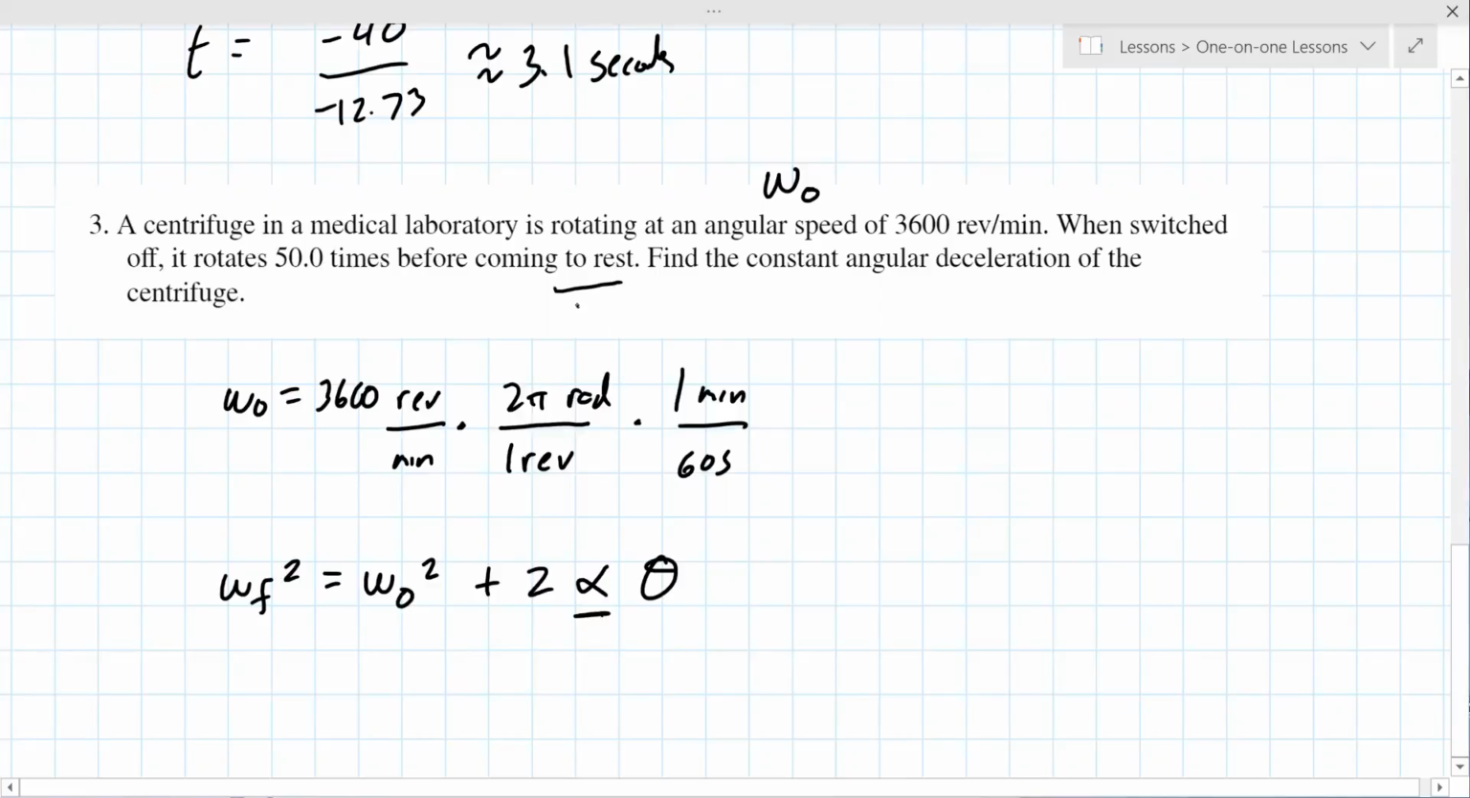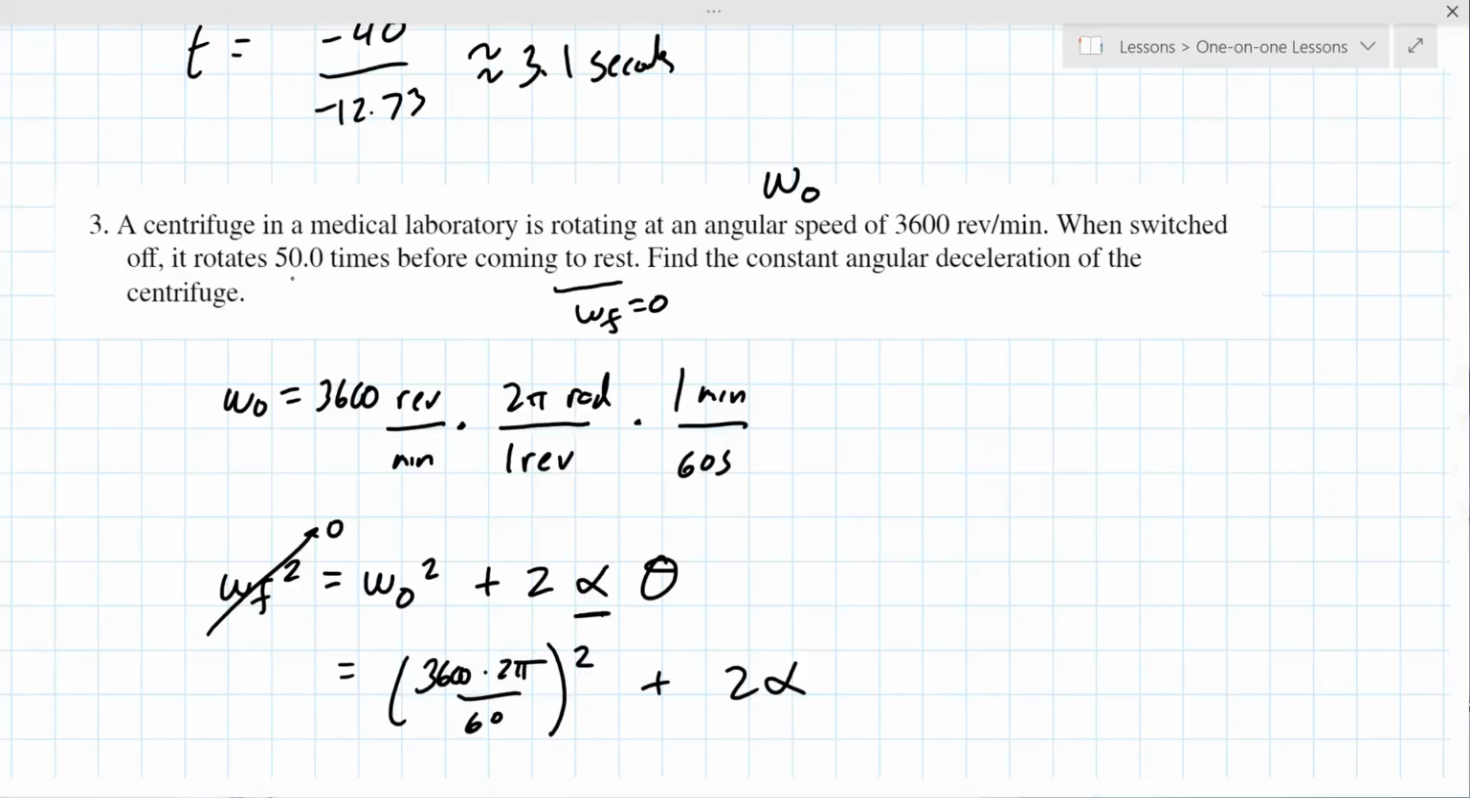So omega final equals 0. Omega initial is this value we just found, so that's 3,600 times 2 pi divided by 60, squared, plus 2 alpha. Alpha is the thing we're trying to find. Theta is the angle. So it rotates 50 times.